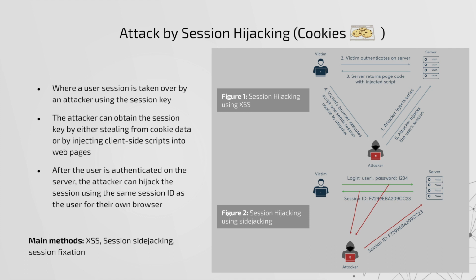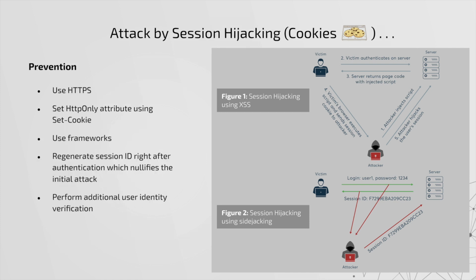Another main method is through session sidejacking, in which packet sniffing is used to intercept session cookies after a user has logged in to a website. And we can see this in figure 2. The victim logs in using their username and password, and the attacker is using packet sniffing to intercept the session cookies. And some other examples can include session fixation and cookie theft through malware.